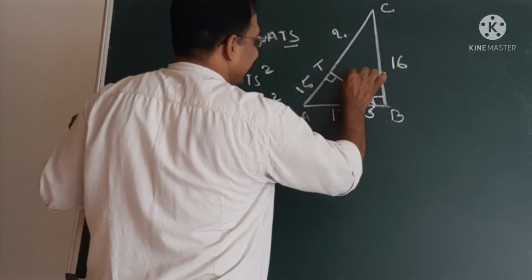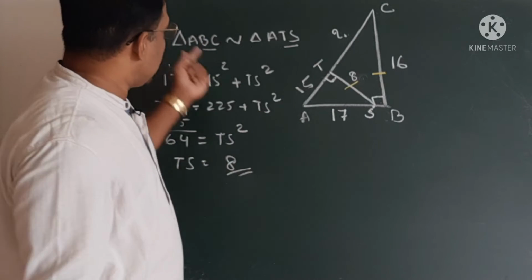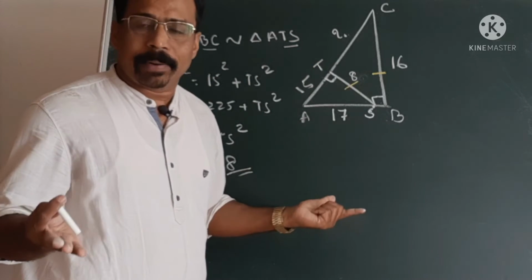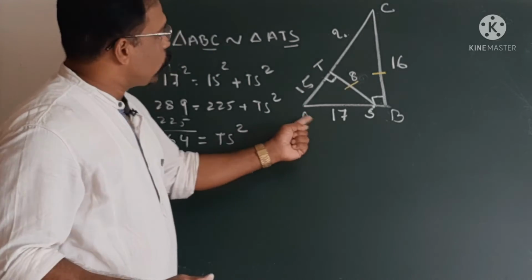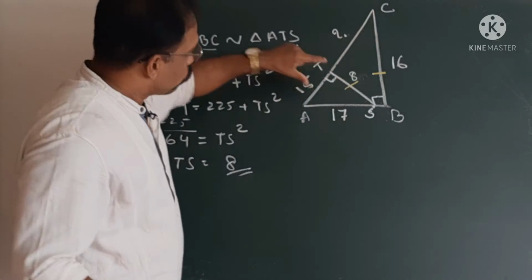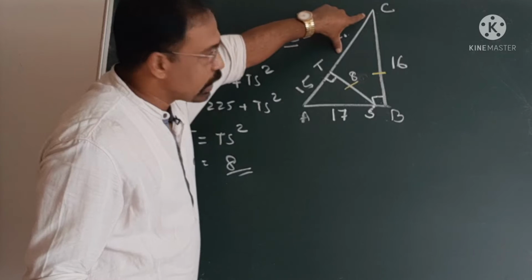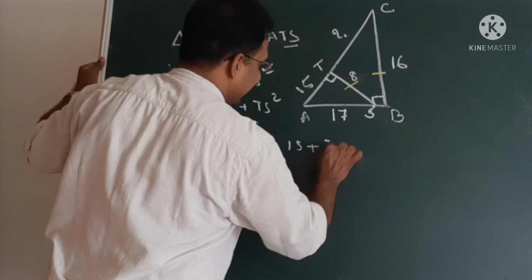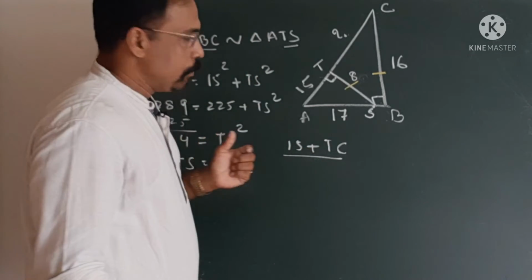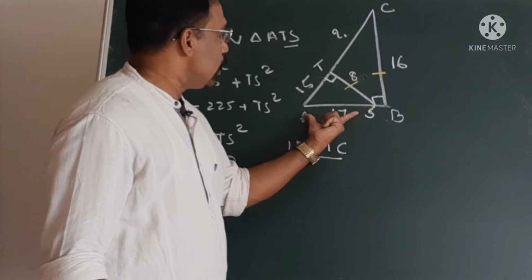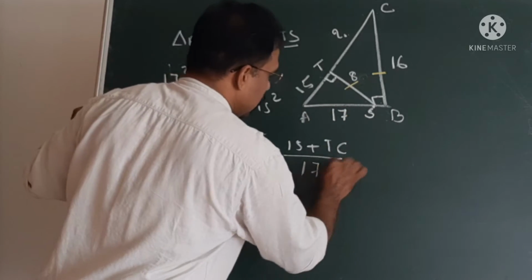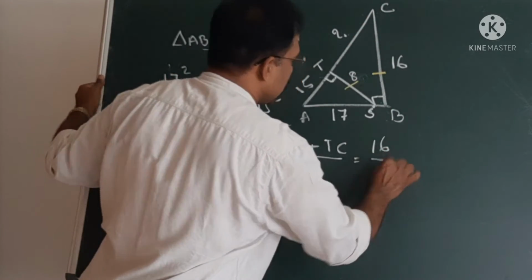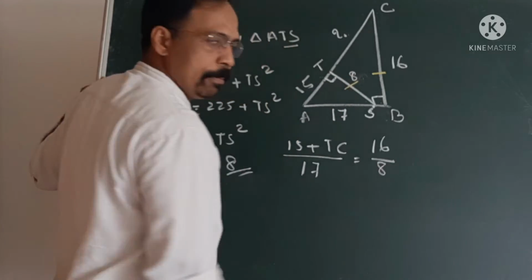So this is 8. Now since triangle ABC is similar to triangle ATS, we can apply the proportionality theorem. Now which is the hypotenuse of the bigger triangle? AC. So this is 15 plus TC. We have to find out the value of TC. So 15 plus TC divided by, which is the hypotenuse of the smaller triangle? 17. 17 is equal to this base, that is BC, 16 divided by 8.